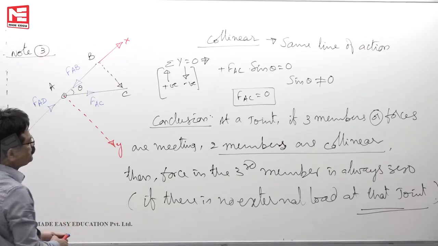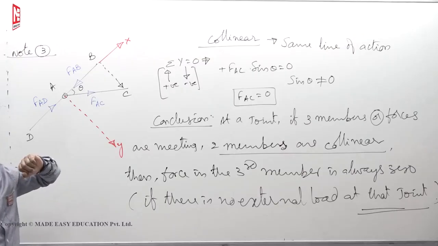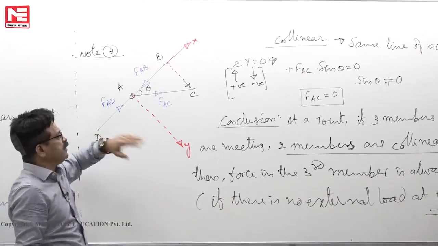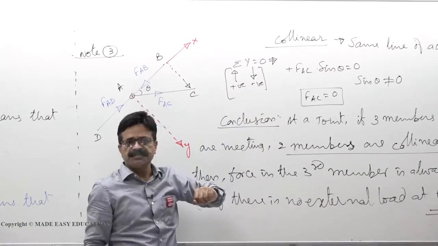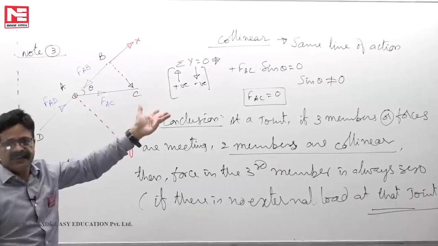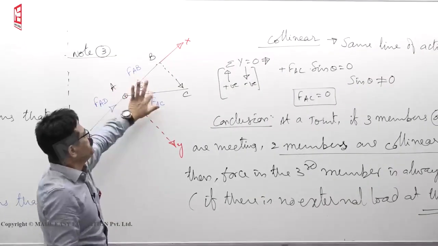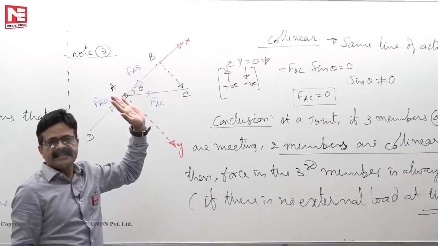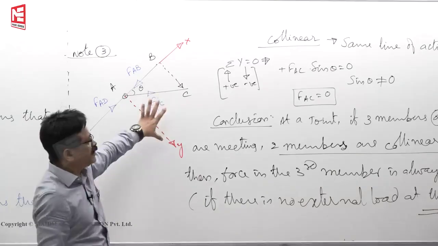Another conclusion we can make, we have to write it in the form of a note. If you understand why FAC is 0, under what circumstances the force in a member can be 0, then in the exam we cannot afford to write all this and say that FAC is 0, that much time you will not have. By inspection itself we should be able to tell whether the member force is 0 or not. By inspection itself, 1, 2, 3 members, 2 are collinear, the third has to be 0. It should take only 5 seconds, we should not write so much. So that is why we have written it as a conclusion.